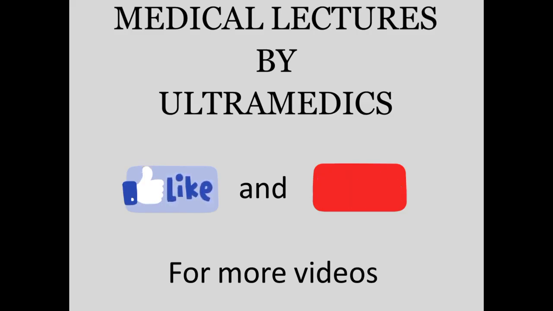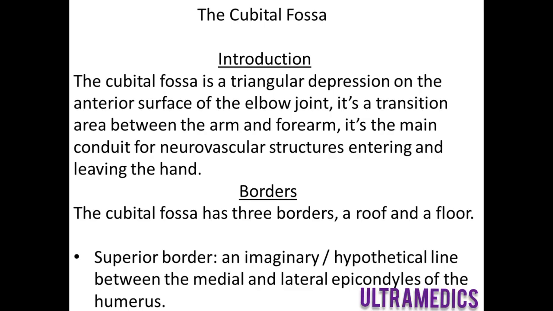Today we'll be looking at the cubital fossa. So what is the cubital fossa? The cubital fossa is a triangular depression and it is located on the anterior part of the elbow joint. So if you take a look at your elbow joint, you'll notice on the anterior part there is a triangular depression. This triangular depression is called the cubital fossa.